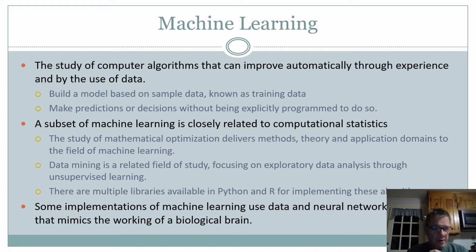And if you're getting into these types of machine learning algorithms, there are multiple libraries that are available in both Python and R and other languages for implementing these kinds of things. And machine learning is called machine learning because it uses data and neural networks that in many ways mimic the activities of the actual brain, which makes it a very fascinating field to study.